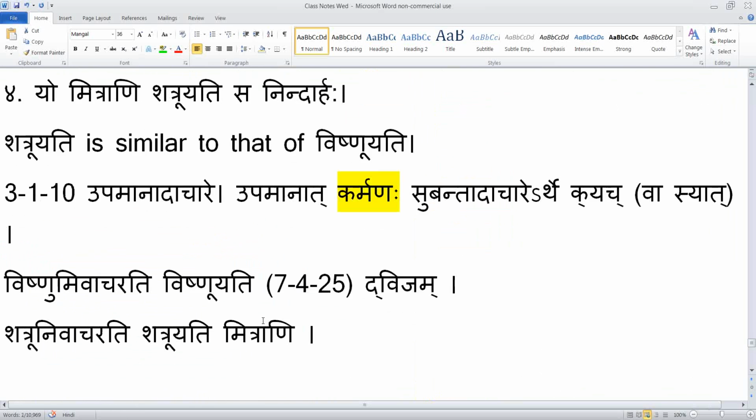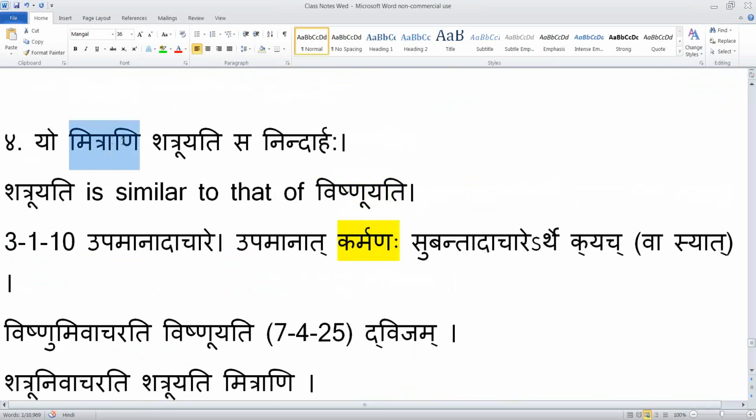So one who treats his friends like enemies, he deserves to be criticized. Deserves criticism. So nindam arhati, nindarha. Arha iti sutram. Arha is a sutram. Okay. And striyam visheshaha, in the feminine gender, visheshaha.